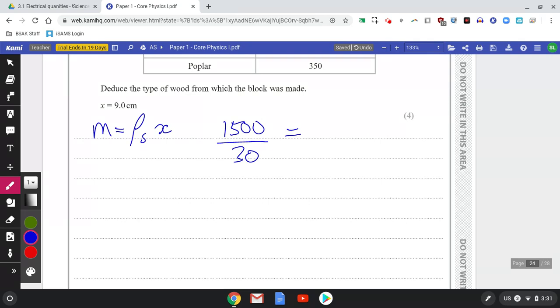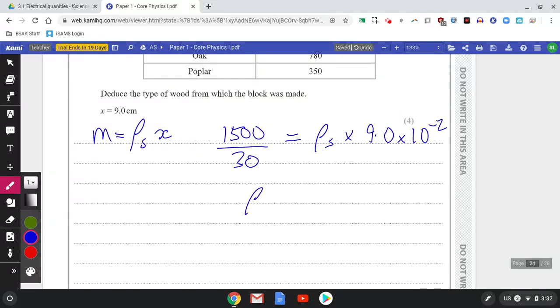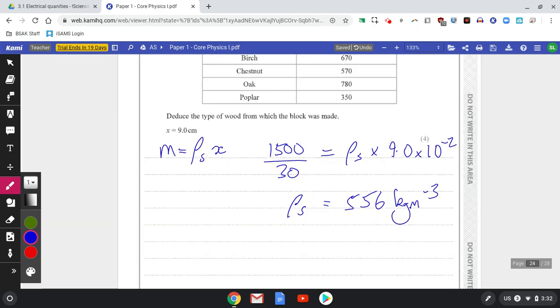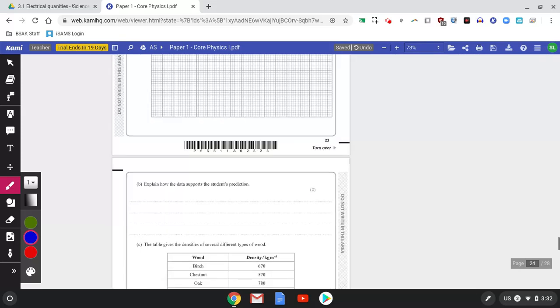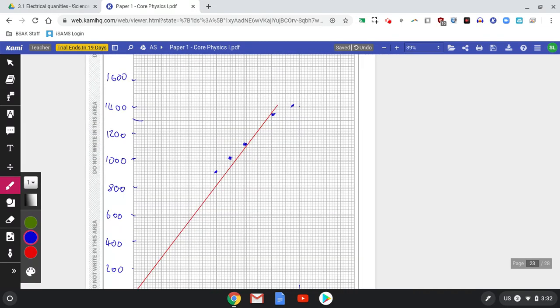Okay? So that gives us a value of the solid. Rho s is equal to 556 kilograms per meter cubed. Now, looking at the table there, that is most likely to be chestnut, isn't it? So that block is made from a wood from the chestnut tree. Quite straightforward, that question, wasn't it? Anyway, hopefully you plotted your points much more accurately than I did. Right, see you later.